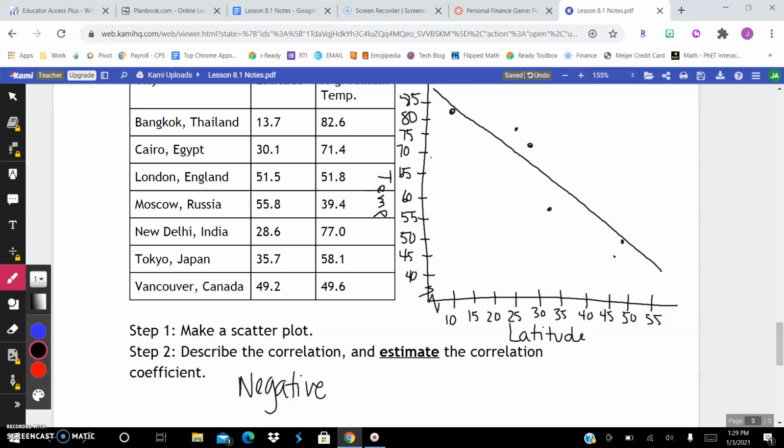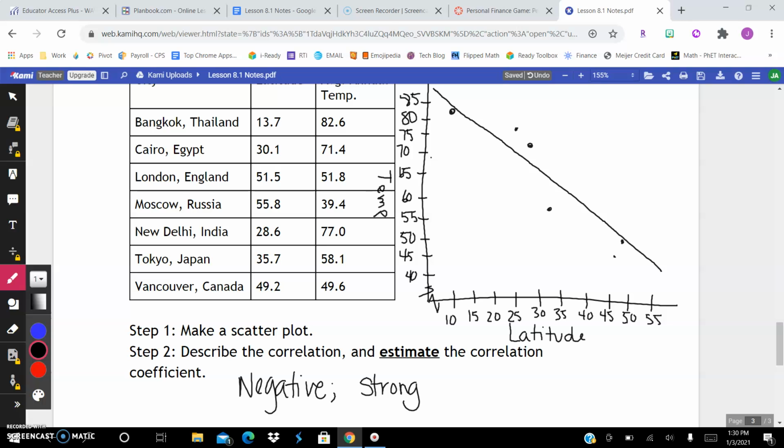And then estimate the correlation coefficient. Looking at these dots, they're pretty close to that straight line. And remember, you have to keep in mind that this is a hand-drawn graph, so it's not the best, but it gives you an idea. All the dots are pretty close to that straight line. So we're going to say this is a strong correlation. And it's also negative.